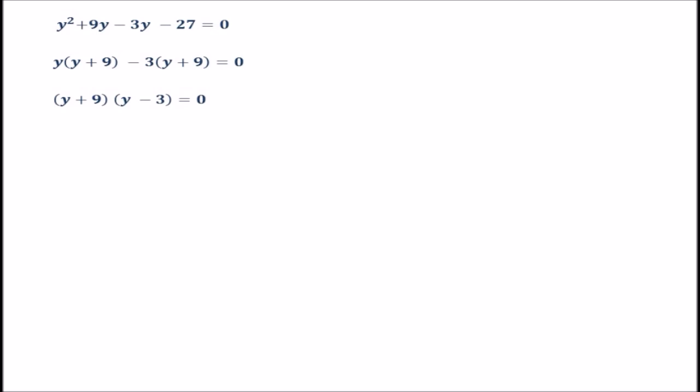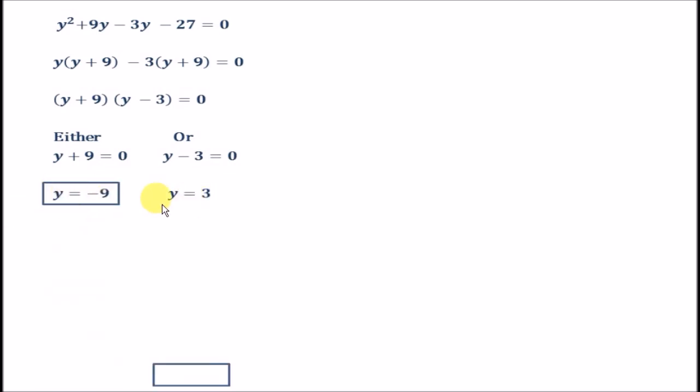Since the product of these two is resulting in 0, either of them has to be 0. One of them must be 0. So either y plus 9 equals 0 or y minus 3 equals 0. Now in order to get the values of y, we will shift the constant to the right side. So y equals, plus 9 to the other side, it will be minus 9, and y minus 3 to the other side, we will get y equals 3. So the two values of y are y equals minus 9 and y equals 3. So this is our answer.